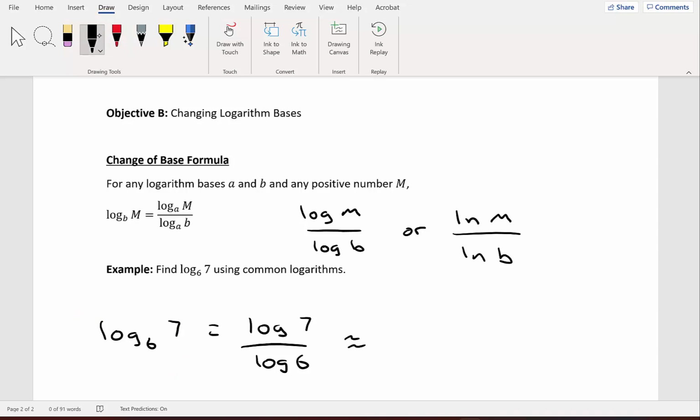We'll round this to, say, 4 decimal places. So we have log of 7 divided by log of 6. This gives us 1.086. If we rounded it to 4 decimal places, this would be a 0 as well.